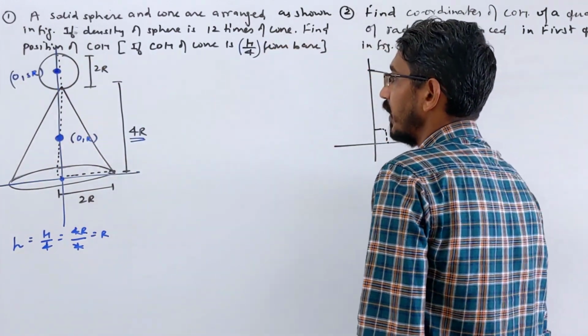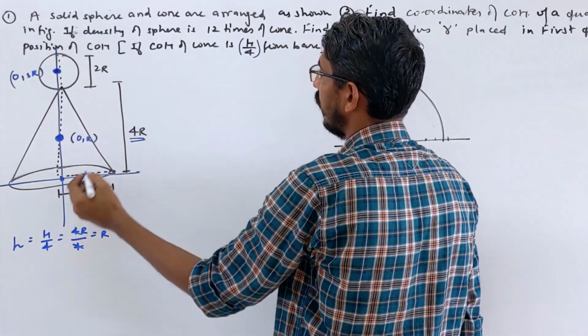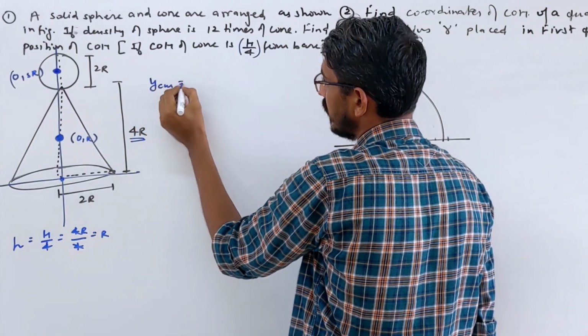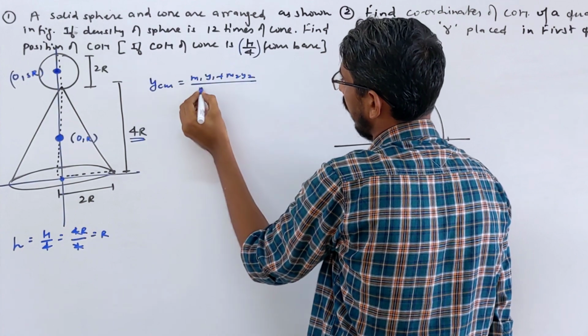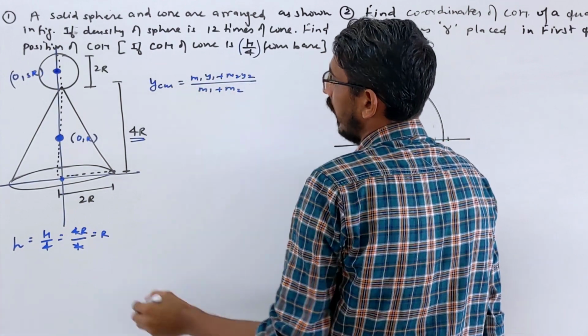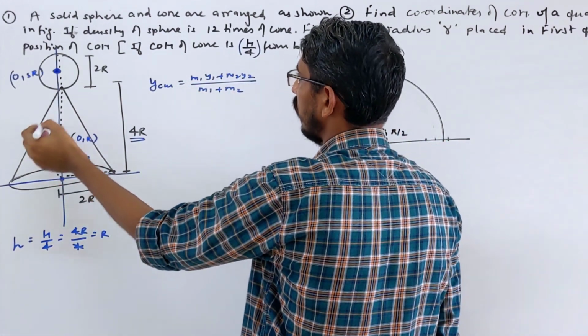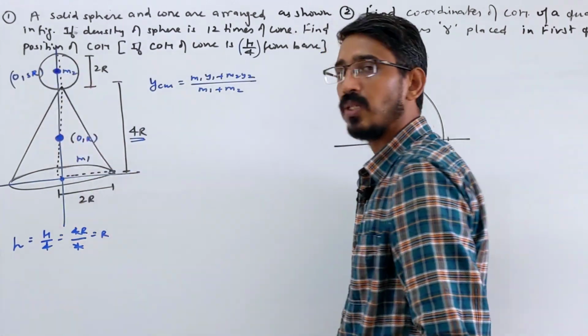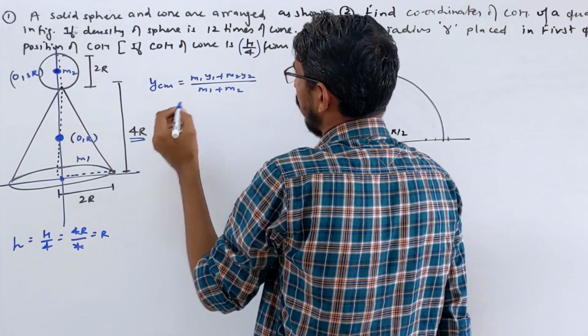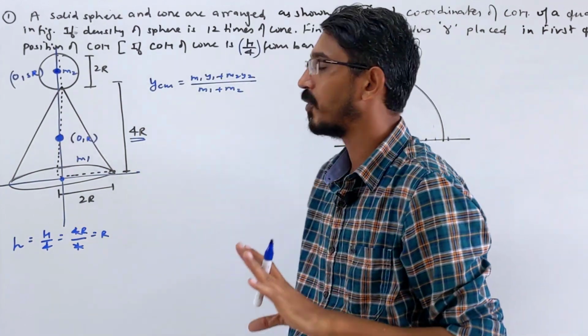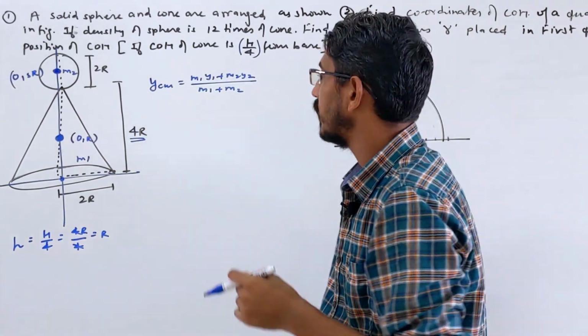Okay. Now we have to write the formula. We have to find only the y coordinate. So ycm is m1 y1 plus m2 y2 divided by m1 plus m2. m1 I am calling the mass of this cone, then m2 will be the mass of this solid sphere, right? Now the main job is that here you have to write the masses. The masses they did not give, so we have to write them.